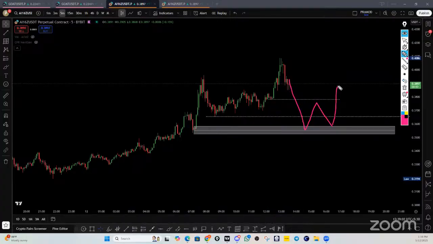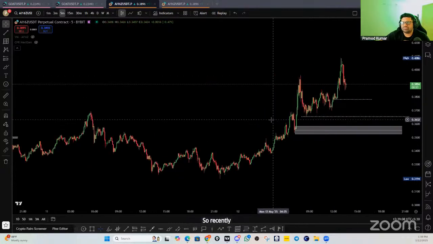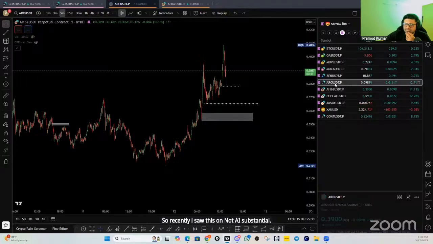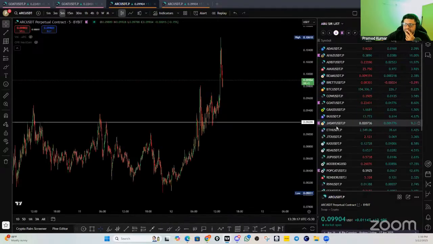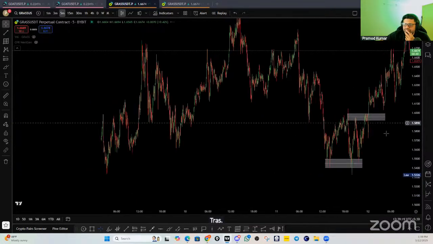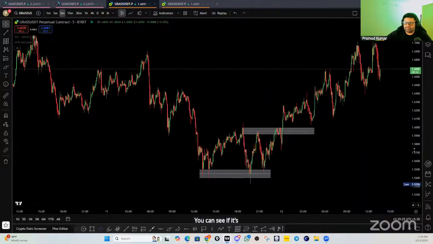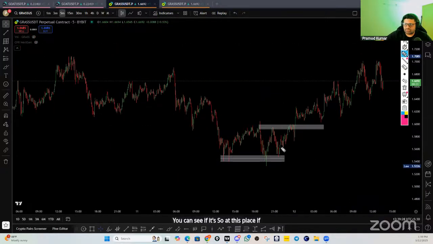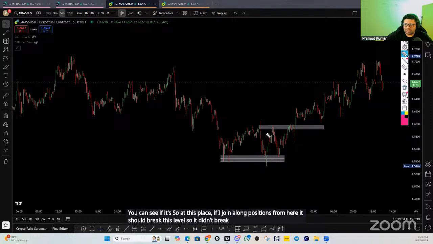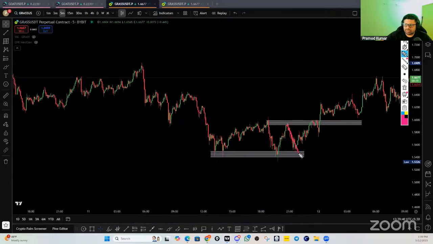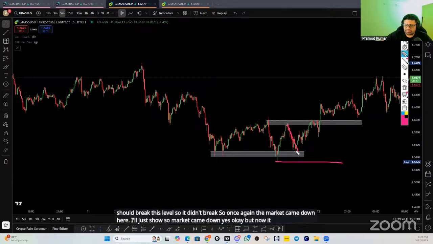Can this also be possible? Recently I saw this on Grass. You can see this. At this place, if I join long positions from here, it should break this level, sir. It didn't break. So once again the market came down here, but it failed to break this level.